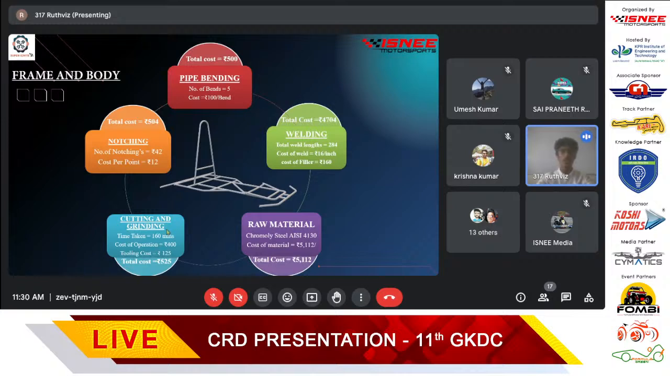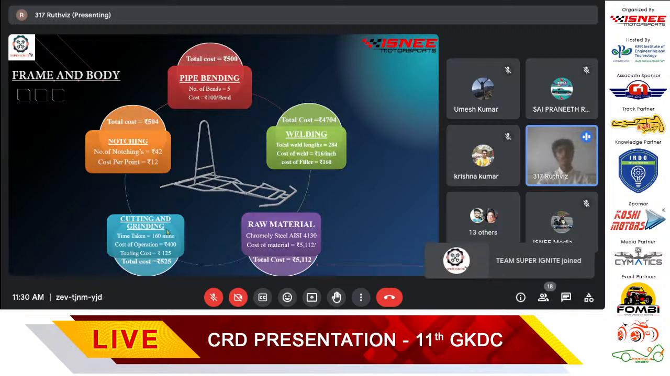Next, going to the cutting and grinding process. For this, we have used a portable angle grinder. The total time consumed is 160 minutes. The operation cost is 400 rupees and the tooling cost is 125 rupees. The tooling cost covers the tools we have used for cutting and grinding, that is a cutting tool, a buffing grinding tool, and a surface grinding tool. So the total cost for this is 525 rupees.